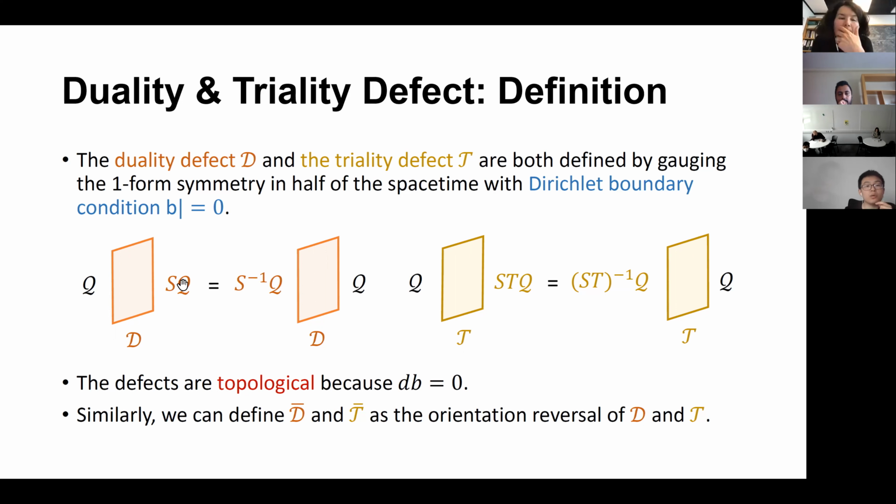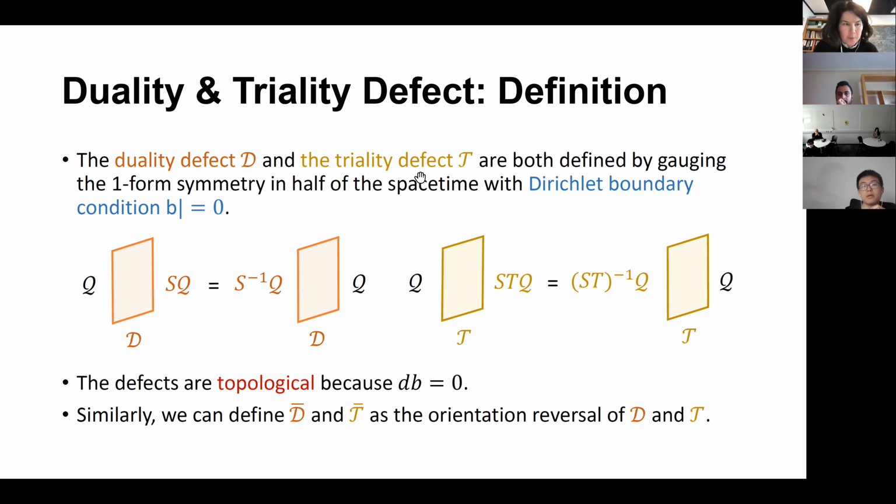Then we can just do S inverse on both sides. On the right-hand side, we just recover the original theory Q. And on the left-hand side, it will be applying the S inverse operation on the theory Q. So now the picture will be slightly different. The original picture had the gauging on the right-hand side, but in the picture I've drawn here, it now becomes the gauging on the left-hand side of the duality defect.